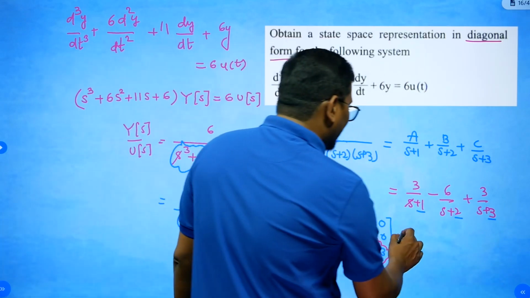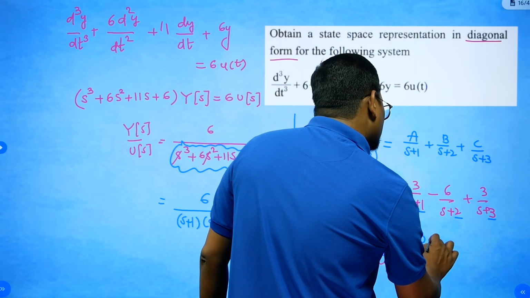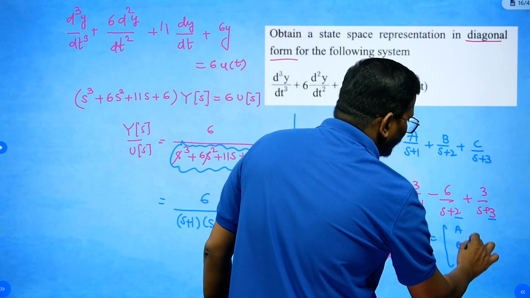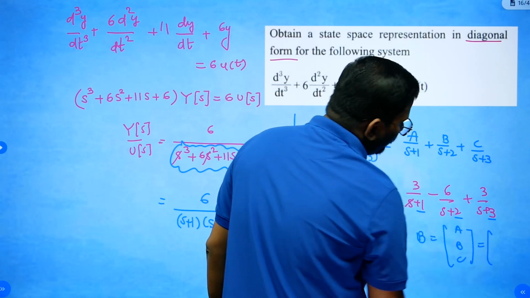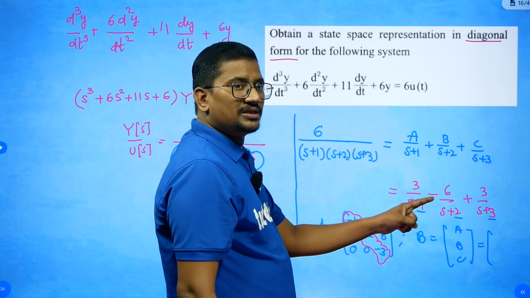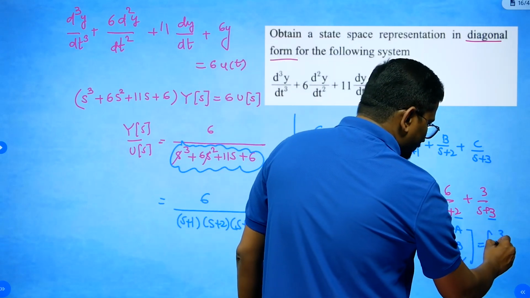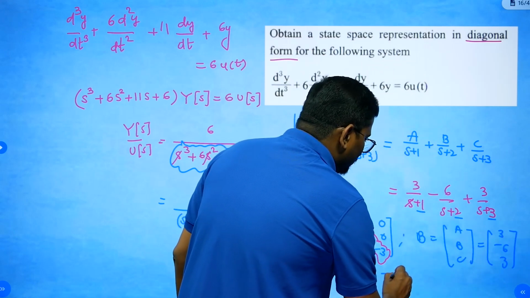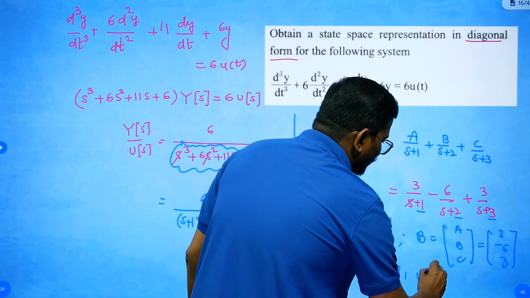And the B matrix, you directly take the A, B, C values. What are the A, B, C values? 3, minus 6, 3. And for the C matrix, 1, 1, 1. Straight away we can take.